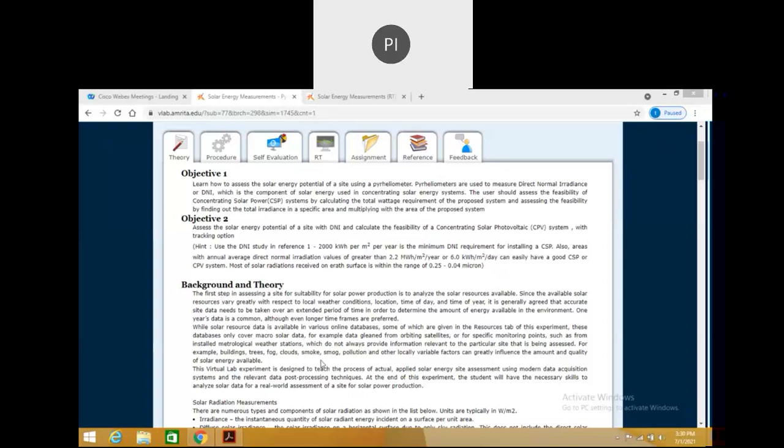The virtual lab experiment is designed to teach the process of actual applied solar energy site assessment using a modern data acquisition system and relevant data post-processing techniques. At the end of this experiment, the student will have the necessary skills to analyze solar data for a real-world assessment of a site for solar power production.